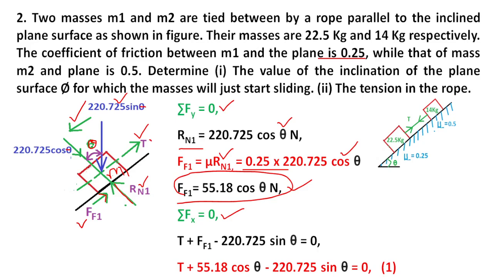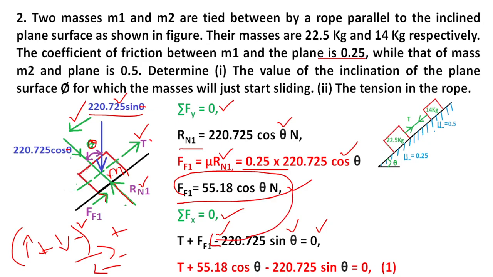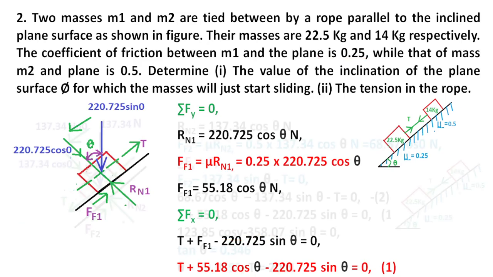Next, F1: the forward force is positive, backward force is negative, upward force is positive, downward force is negative. So T is forward, positive, F1 is positive. The downward force, backward force 220.75, so minus 220.75 sin theta is equal to 0. So F1 is equal to 55.18 cos theta minus 220.75 sin theta is equal to 0. This is equation 1 for block 1.